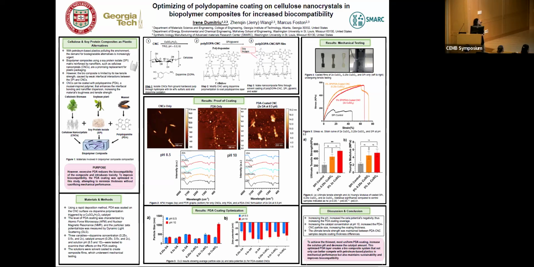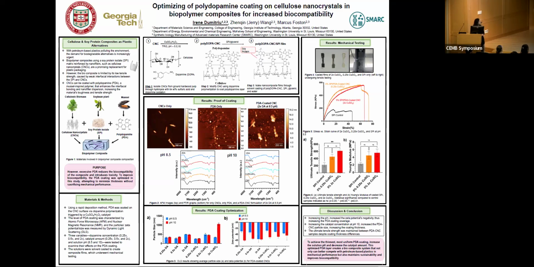Moving to the next graph, we have our zeta potential. So DLS not only allows us to see the size of our particles, but allows us to see the charge of our particles as well. Zeta potential, essentially, again, just the charge of our particles. PDA is negatively charged. So we're assuming that a lower charge or a higher negativity means that there is more coverage of our PDA coating onto those cellulose nanocrystals.